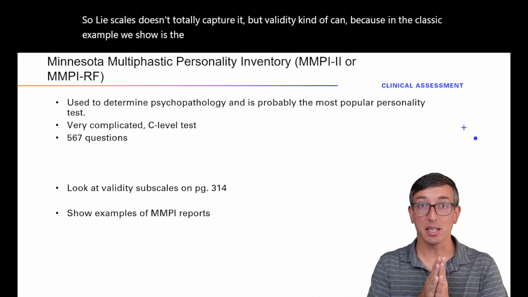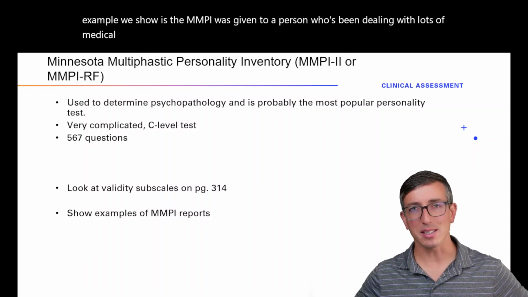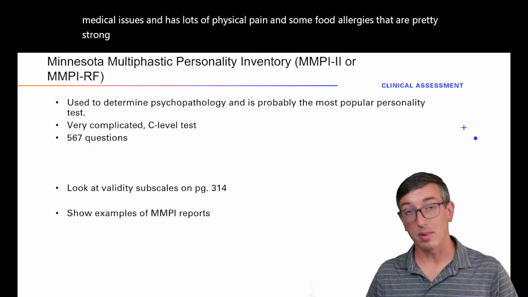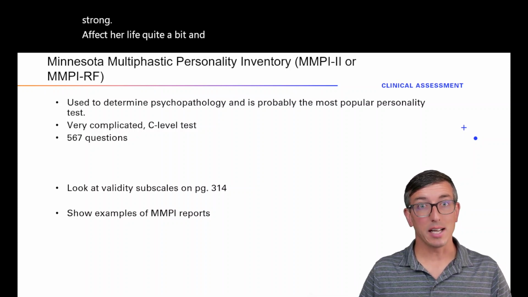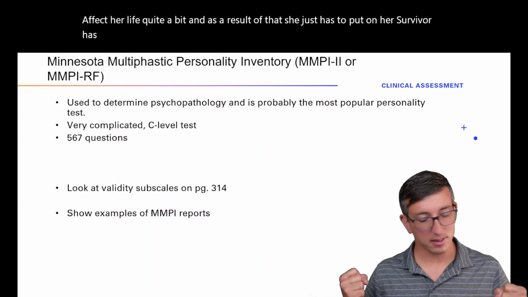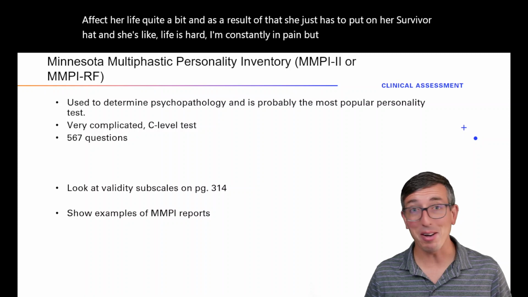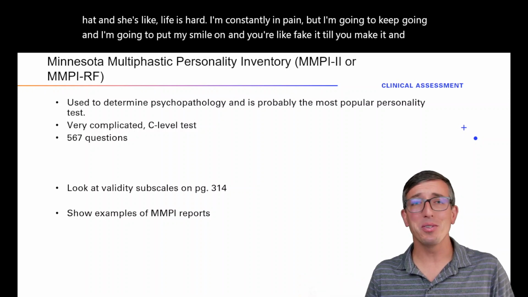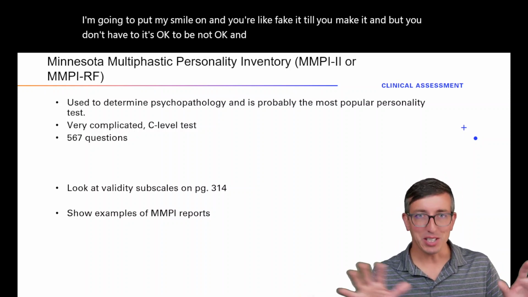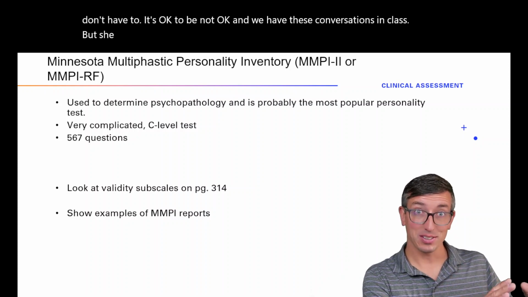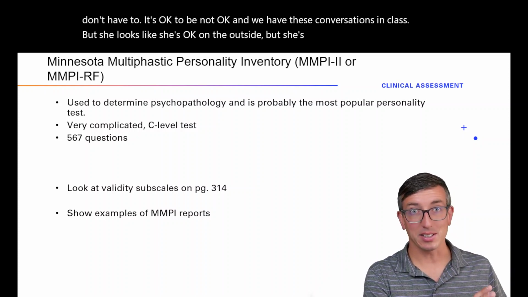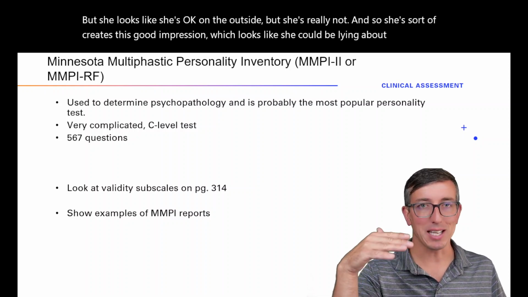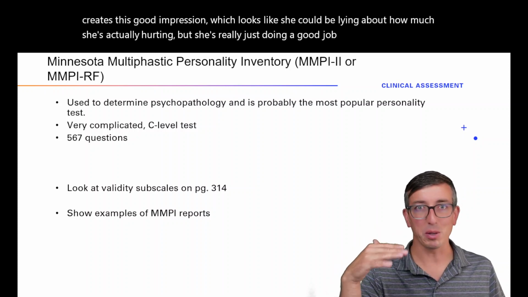because in the class, the example we show is the MMPI given to a person who's been dealing with lots of medical issues and lots of physical pain and some food allergies that are pretty strong and affect her life quite a bit. As a result, she just has to put on her survivor hat, and she's like, life is hard, I'm constantly in pain, but I'm going to keep going, and I'm going to put my smile on. You're like, fake it till you make it, but you don't have to. It's okay to not be okay. We have these conversations in class, but she looks like she's okay on the outside, when she's really not. And so she creates this good impression, which looks like she could be lying about how much she's actually hurting, but she's really just doing a good job of coping with the difficulties of life.